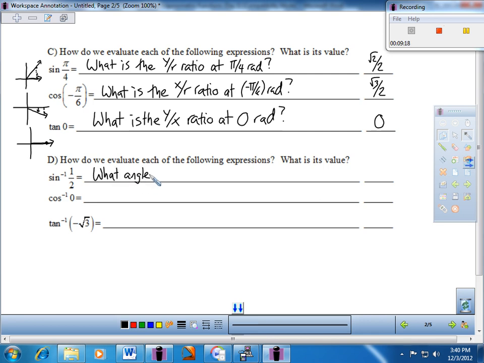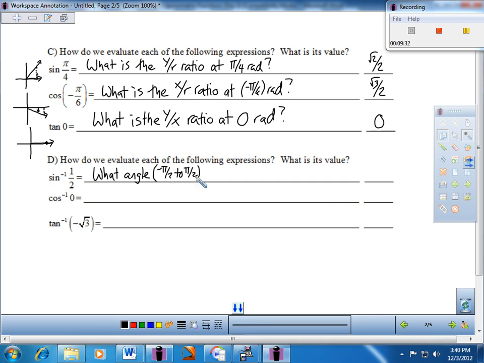Now, because there are an infinite number of angles that have a sine ratio of 1/2, I need to be specific about the interval. And so I'm going to do this for right now. We're going to be a little clearer a little later on. But for sine, if you remember, the restricted interval is from negative pi over 2 to pi over 2.